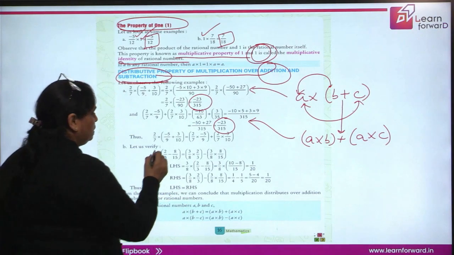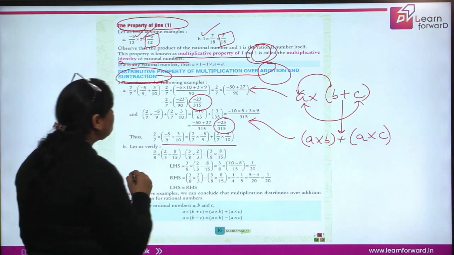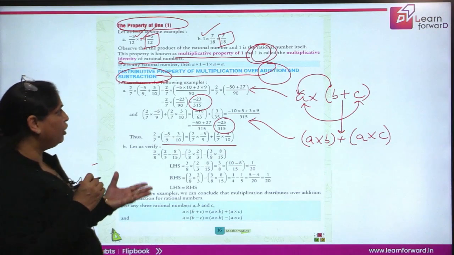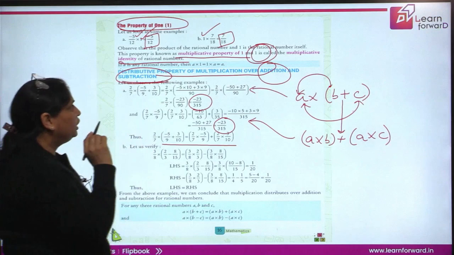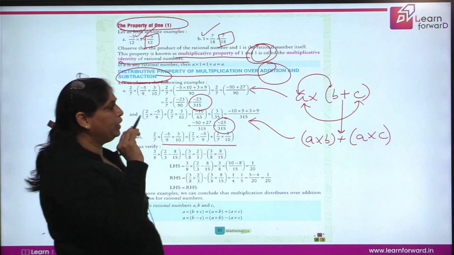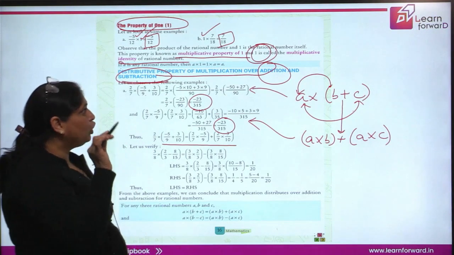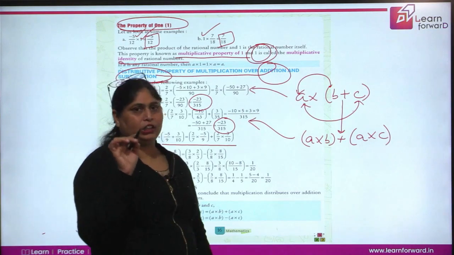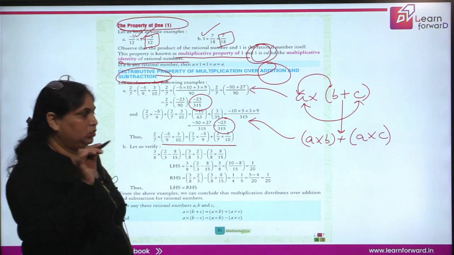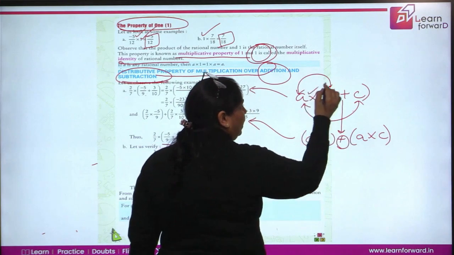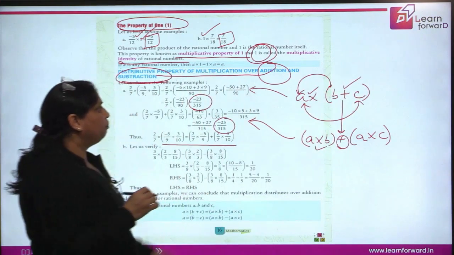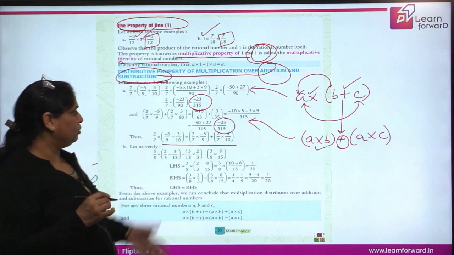And this is what we have done, the distributive property of multiplication over addition, because we are multiplying and adding the rational numbers. We are multiplying and adding. So it is multiplication over addition.